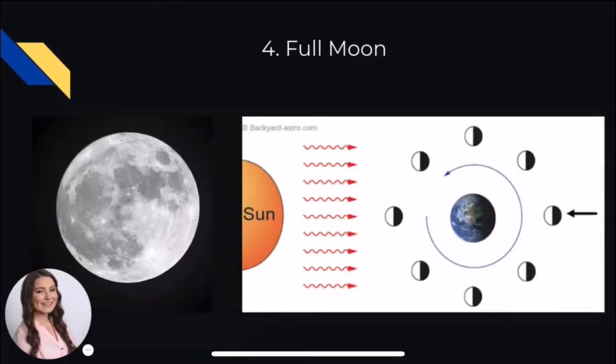The next phase is the full moon, when the moon appears fully lit. The Earth is between the moon and the sun. The entire illuminated side is facing Earth and lasts for only one night. At this point, we are officially halfway through the lunar cycle.